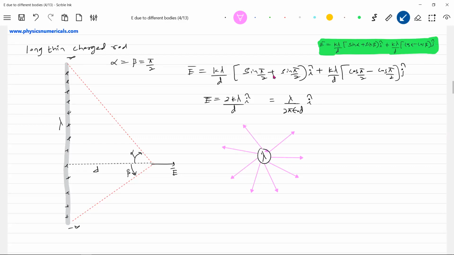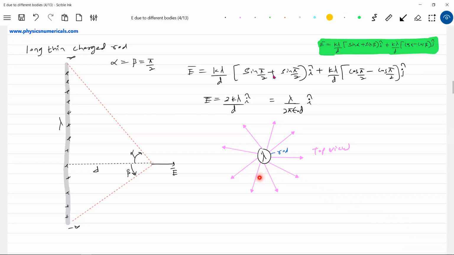Why, sir, are you showing the lines of force of this kind? As you move away from the rod, as the distance d increases, the electric field strength will decrease. And we know that when field strength decreases, the spacing between lines of force should increase. That's all. So the field will be similar to a point charge, where it's a top view. This is a charged rod. Till where will the field be present? Till infinity. And as you move away from this, the field will keep on decreasing.